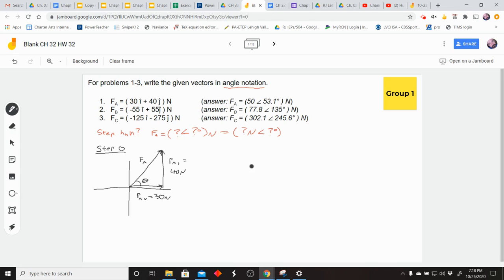First of all, Pythagorean theorem, a squared plus b squared is equal to c squared. Okay, so let's call this guy down here a: 30 newtons squared, plus, let's call this one b, 40 newtons squared. This has to equal the hypotenuse, which is F sub A squared. So if you do all that in your calculator, what do you get? You get 30 squared plus 40 squared. You get a pretty big number.